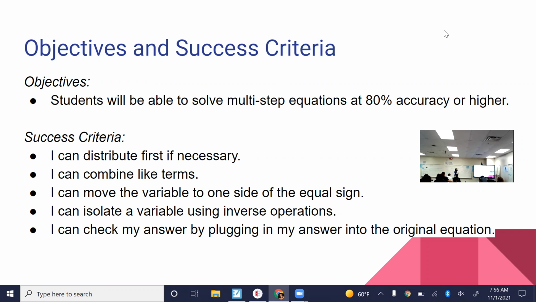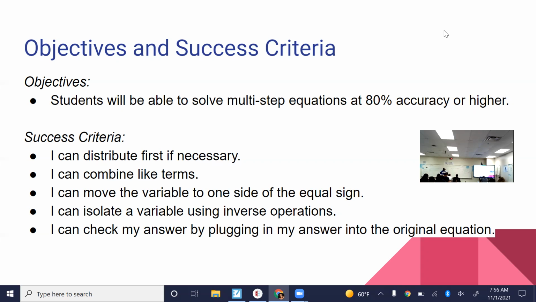So that includes multi-step equations. That process can be broken down in just about 4 steps. And I listed them here under the success criteria, because that's how you know you're successful. If you can do all of those things, then you can solve multi-step equations.